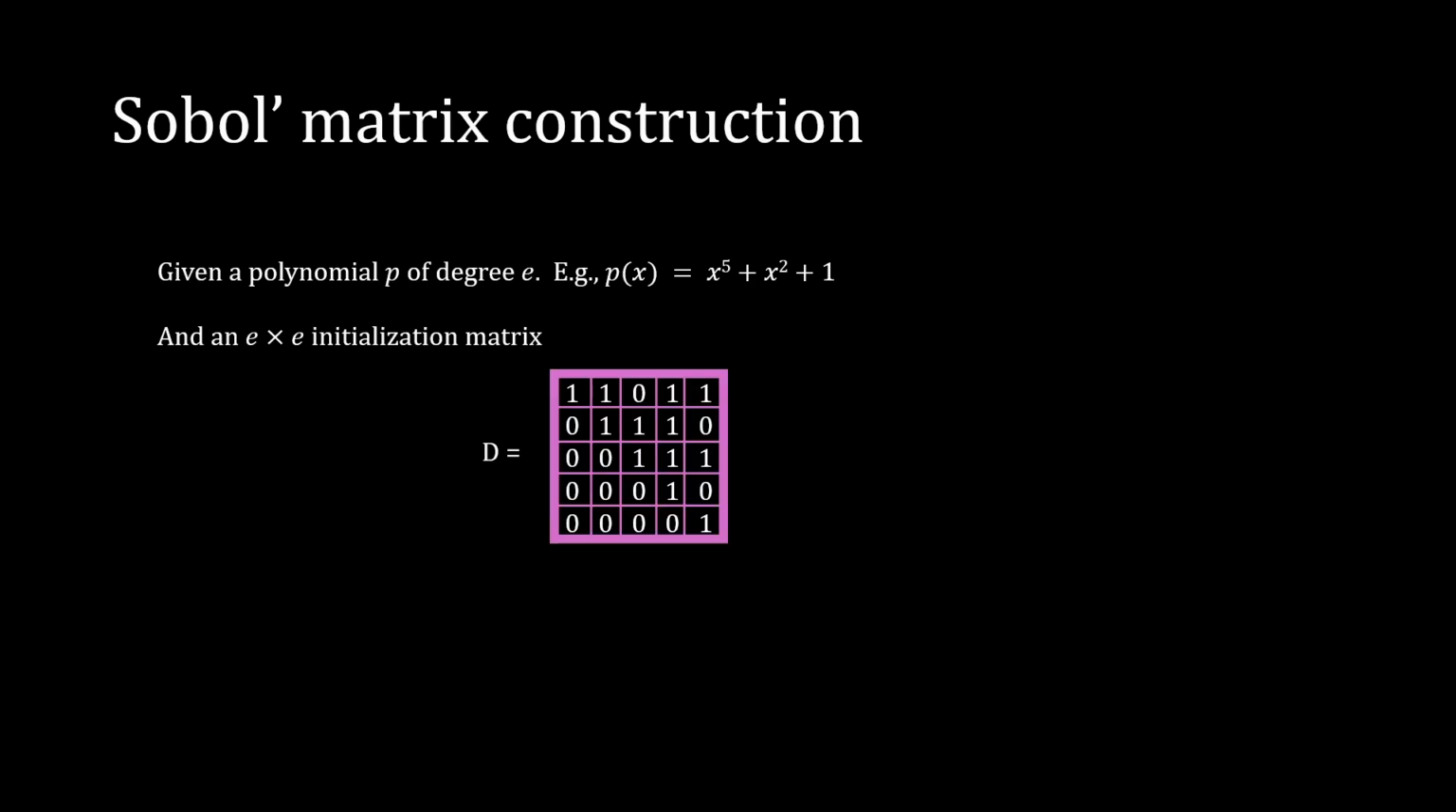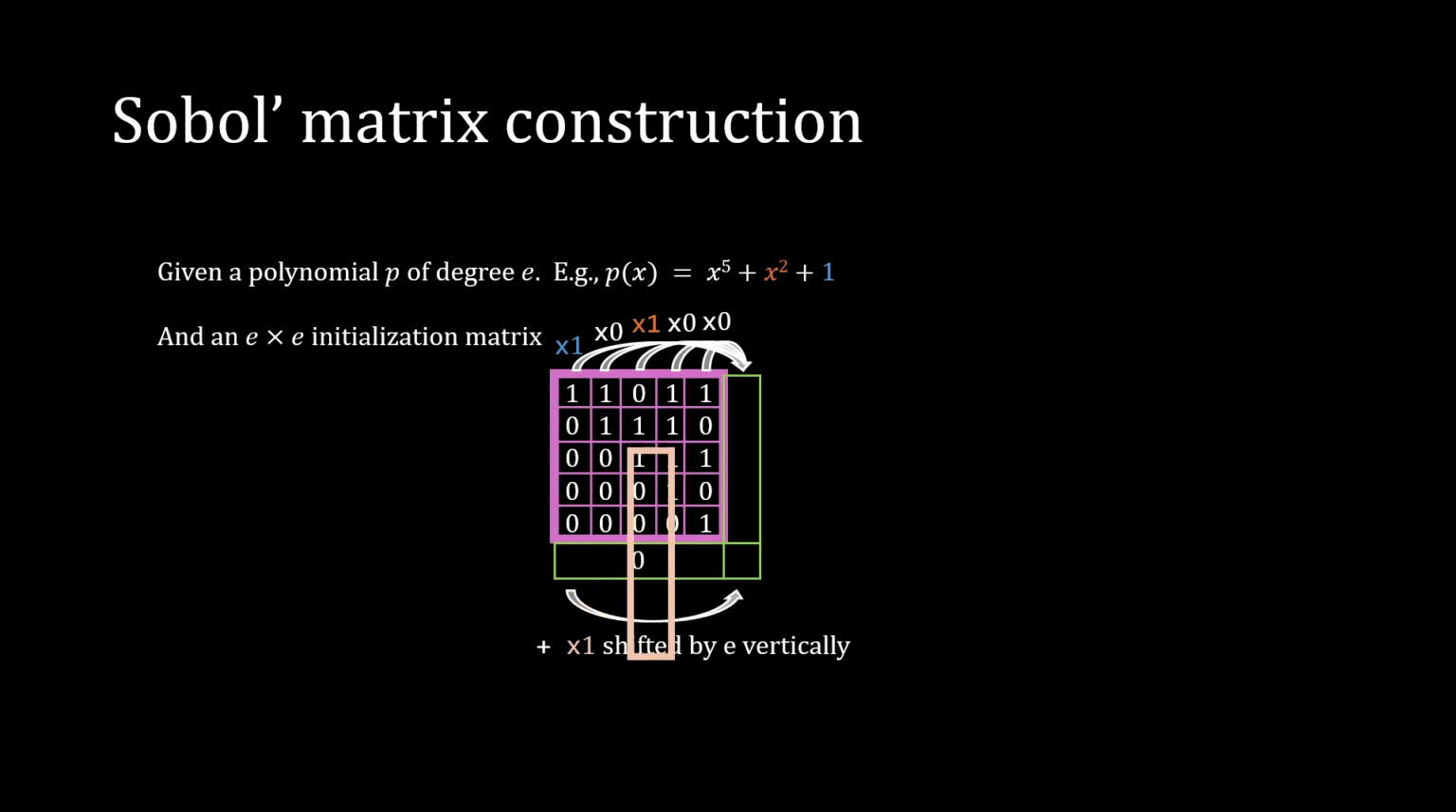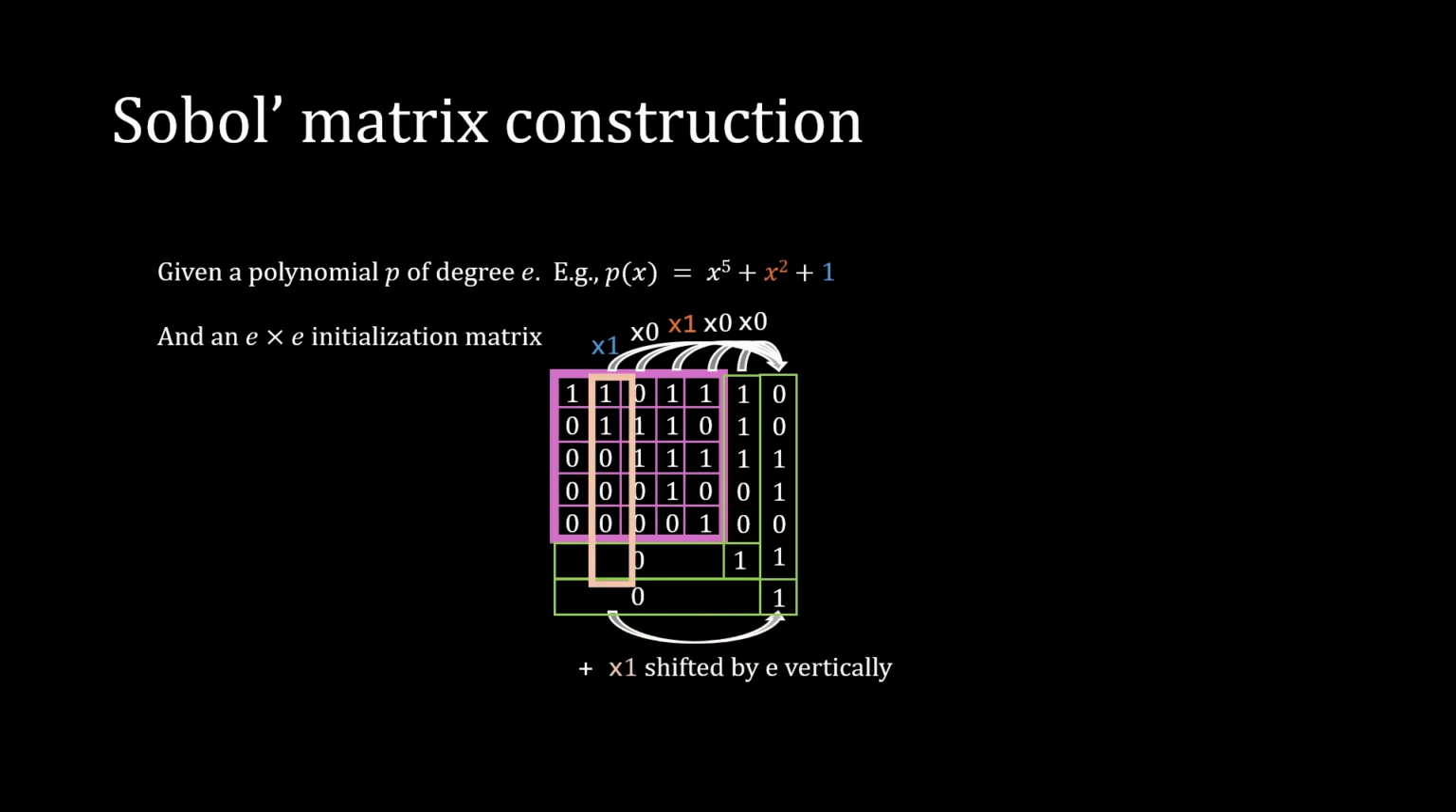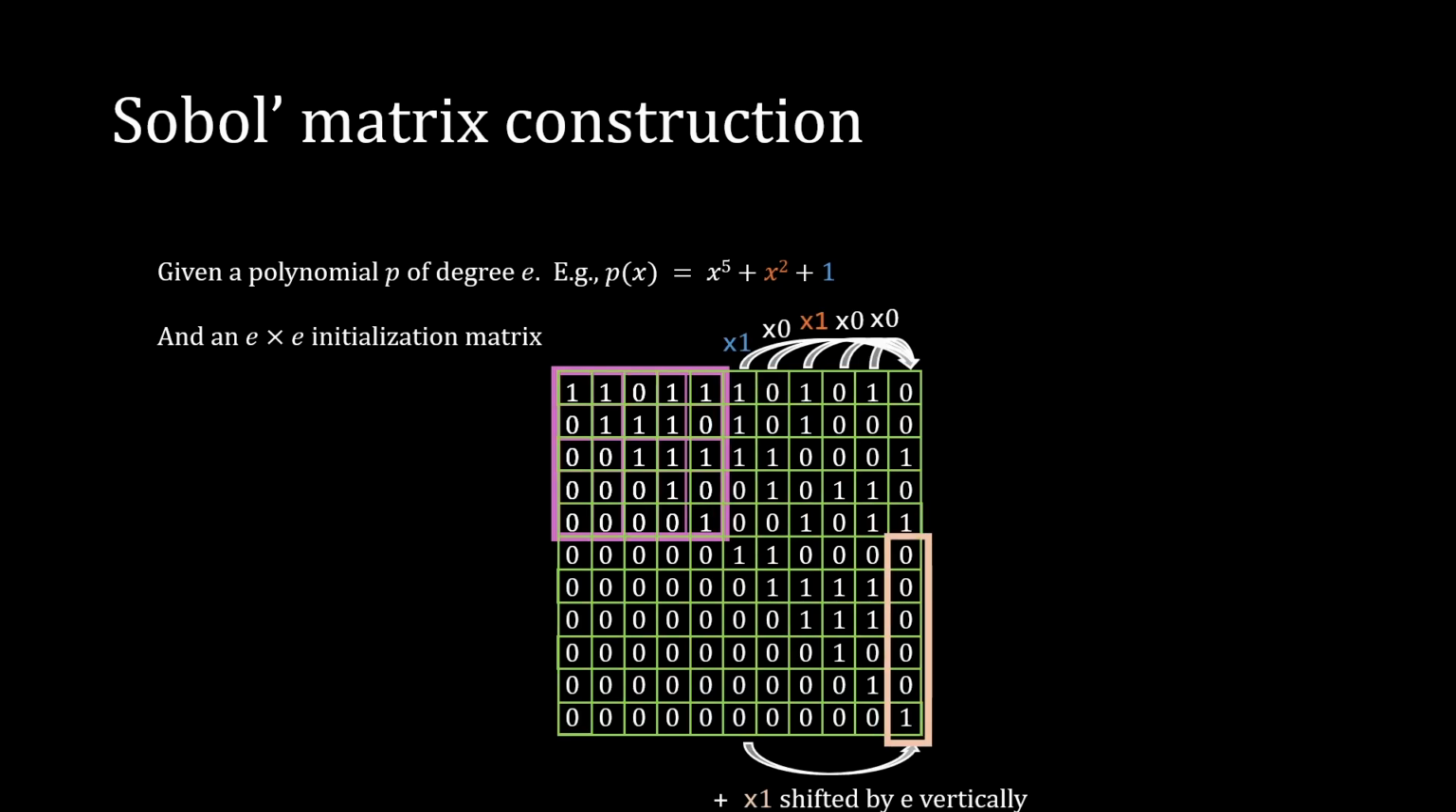To construct a Sobol matrix, one starts with an irreducible polynomial of degree e, and a small e times e initialization matrix. The most common construction then consists in progressively appending columns computed as a weighted sum of the e previous columns and a shifted column. This allows to build Sobol matrices of arbitrary size.